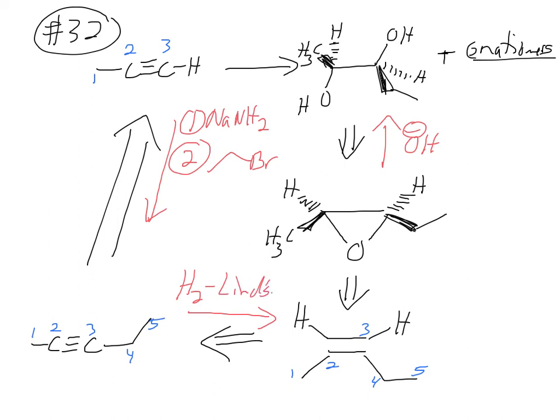Lindlar's catalyst, good. How do we make epoxides? That was MCPBA, metachloroperbenzoic acid. And then I've already shown you the final step is just this O minus attacking and kicking down that. So NaOH and water will do that. They have it in water, so that's where the last H comes from.